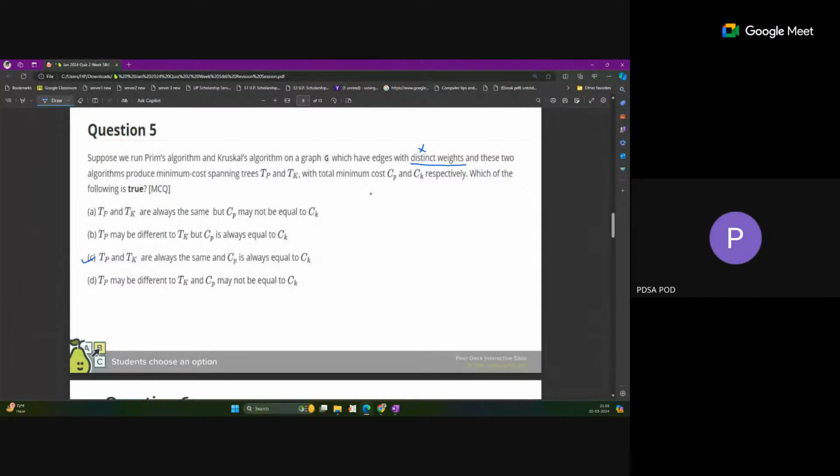So here distinct weights are given in the graph, like we have connected A, B, C, D. All weights are distinct: 1, 2, 3, 4, 5, and maybe 6. In this situation, in the final minimum spanning tree, you will always pick the smallest weight edge first. So no edges are duplicates, and you always pick the smallest one.